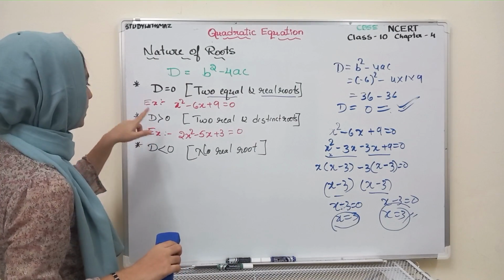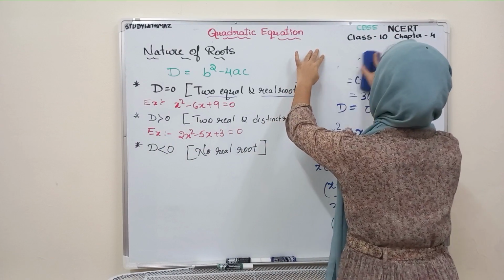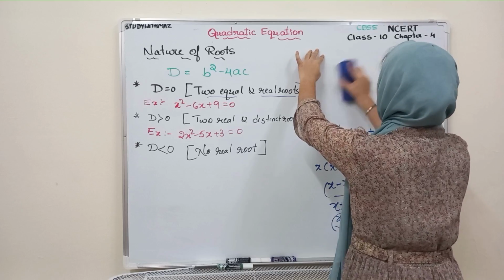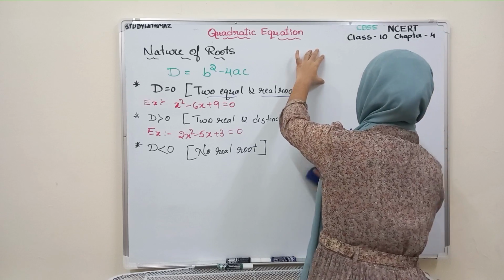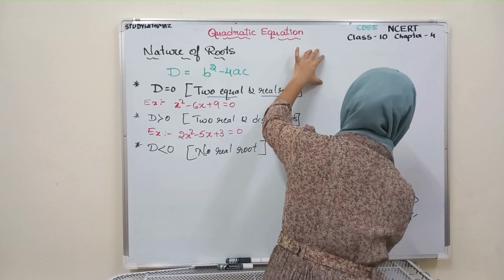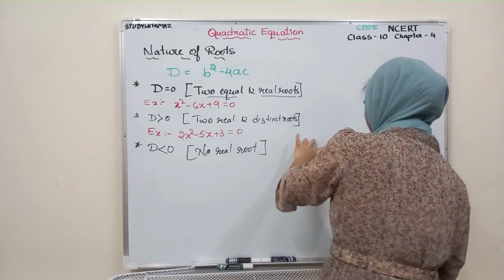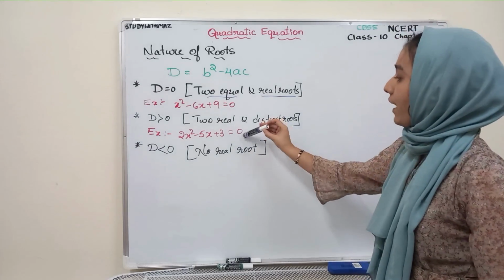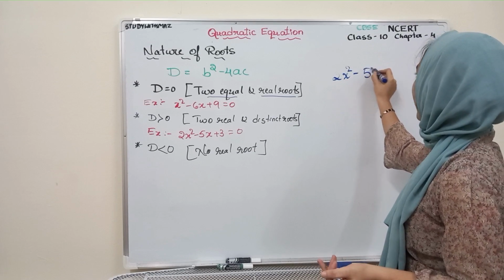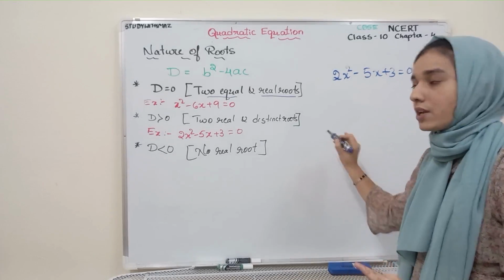Then next is D is greater than 0. If your D value is greater than 0, then what will happen? Then you will get 2 different roots. Okay, you will get 2 different roots. Let us check. Quickly you have to note down all these things so that it will be helpful for you. Already I have taken this example several times. 2x square minus 5x plus 3 equal to 0. Already you have done the roots and you know the roots.